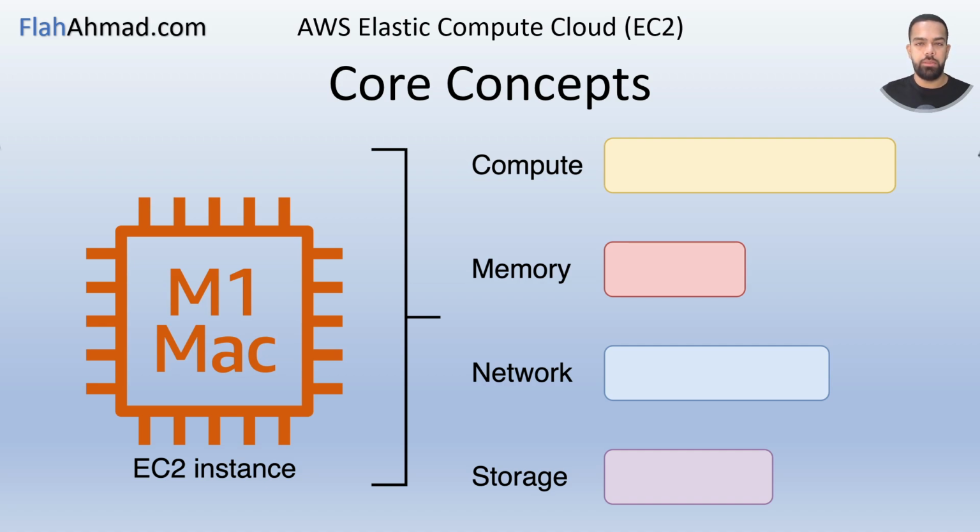Compute power is measured in virtual CPUs and CPU cores. Memory is measured in gigabytes. Network is measured in gigabytes per second. For storage, you can either use the instance store, which is part of the EC2 instance and is ephemeral, or utilize Elastic Block Store as a persistent storage solution. We'll cover EBS in another session. Storage is measured in gigabytes as well.